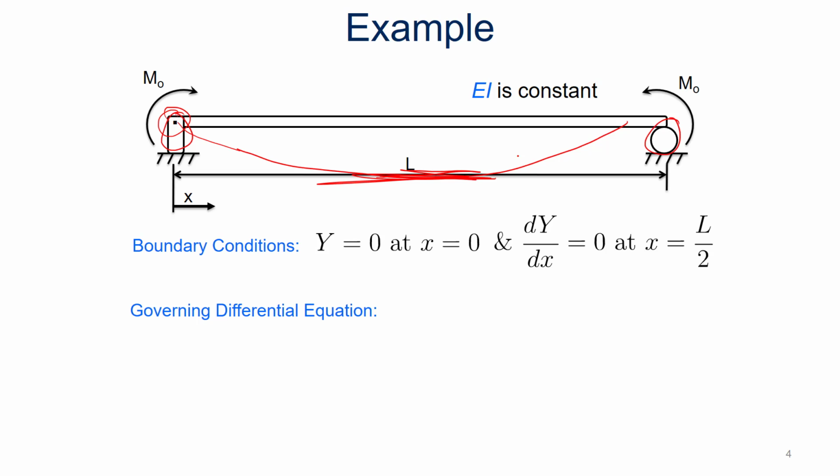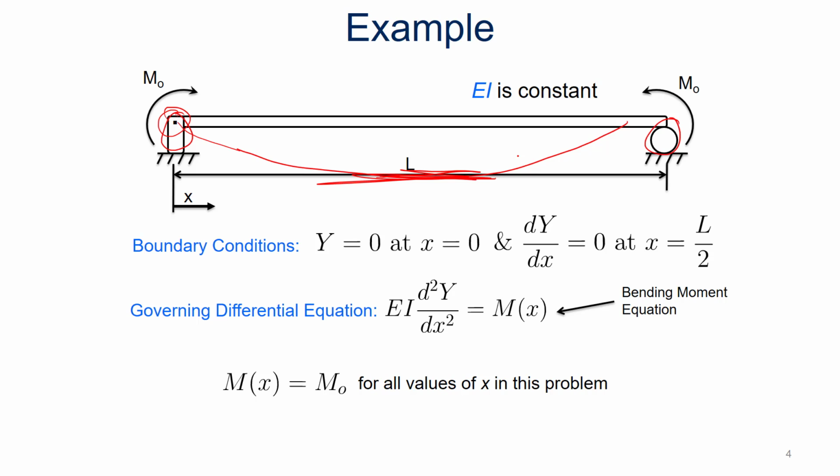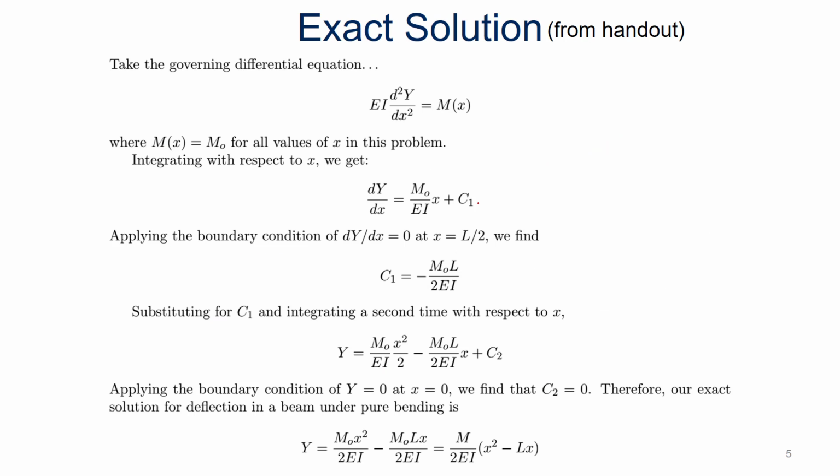Our governing differential equation for this, if you can remember the bending moment equation, is going to be EI, the modulus times the moment of inertia, times the second derivative of y with respect to x, equals the moment at any given position along our beam here. Now, for this particular problem, we're going to say our moment is constant for all values of x. All right, but we have our governing differential equation. So let's talk about the exact solution. Let's start out with that.